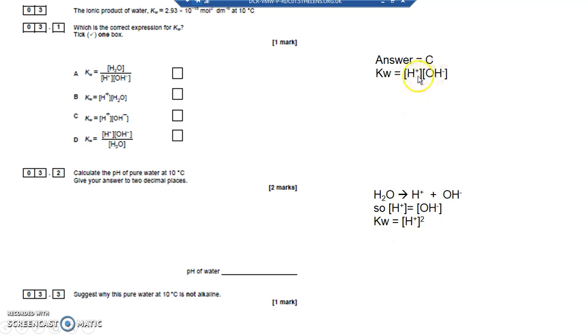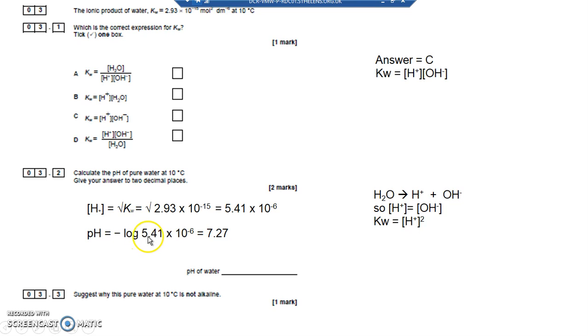So instead of H+ multiplied by OH- concentration, I can replace the OH- concentration with H+. So Kw is H+ squared. Kw equals 2.93 times 10 to the minus 15, so H+ squared is 2.93 times 10 to the minus 15, so H+ concentration is the square root of that, 5.41 times 10 to the minus 6. I do minus log to the base 10 of that, because minus log to the base 10 of hydrogen ion concentration is pH. Minus log to the base 10 of 5.41 times 10 to the minus 6 is 7.27.